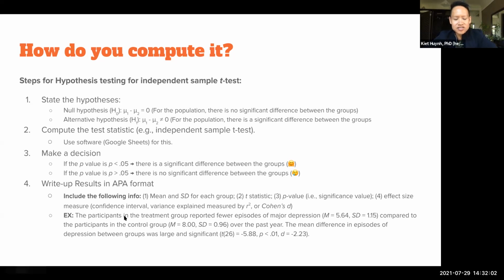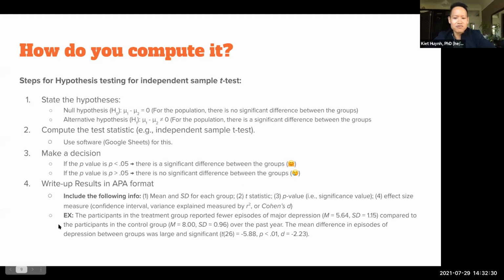Okay, so when you're using a t-test, you want to include all these essential elements. One is the mean and standard deviation of each group. Two is the t-statistic value. Three is the p-value, also known as significance value. Four is the effect size, which is the confidence interval, the variance explained measure, which is R-squared, or the Cohen's d. We'll talk a little bit more about these effect size measures.